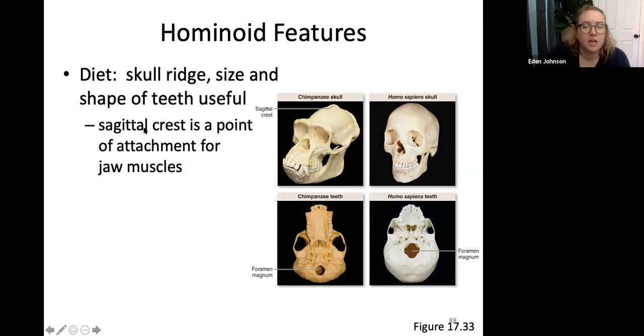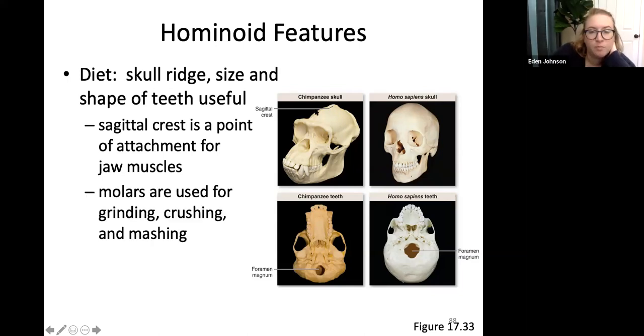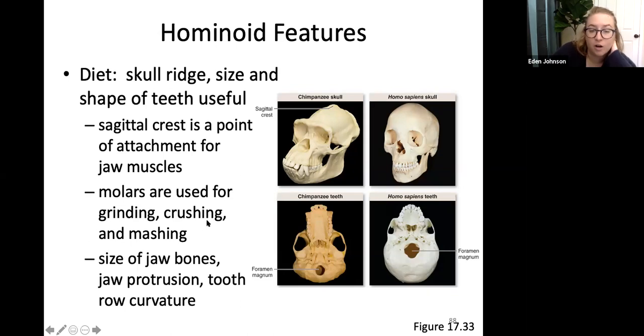So for instance, your sagittal crest is how your jaw muscles are attached. Your sagittal crest is at the very top of your head, okay? We have this sort of sloped plane, and it's much more abrupt in something like a chimpanzee skull. But anyway, that is where all of your jaw muscles are going to attach. Molars, we have molars and chimpanzees have molars. They're used for grinding, crushing, and mashing our food. Then the size and how much our jaws protrude are also differences in these hominoids. It's going to tell us differences about our diets and about our locomotion and things like that.